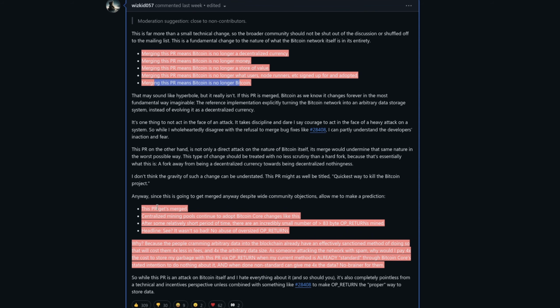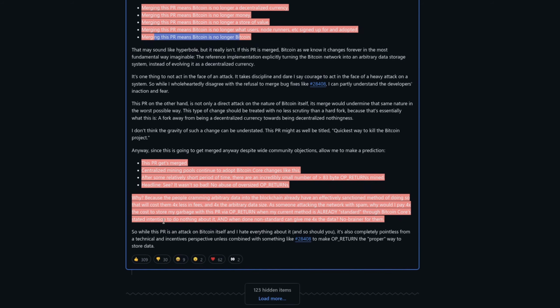That pretty much summarizes what this pull request is if it is accepted by the Bitcoin core devs and implemented into the chain. Now, as we can see down here, this pull request, even if it goes through, won't be effective at what the core devs are trying to tackle, which is spam. As you can see here, this is hypothetical, if this pull request gets merged. So number one, the pull request gets merged. Number two, centralized mining pools continue to adopt the Bitcoin core changes like this because they want to keep an updated Bitcoin core node. After some relatively short period of time, there's an incredibly small number of transactions utilizing this unlimited cap from this pull request.